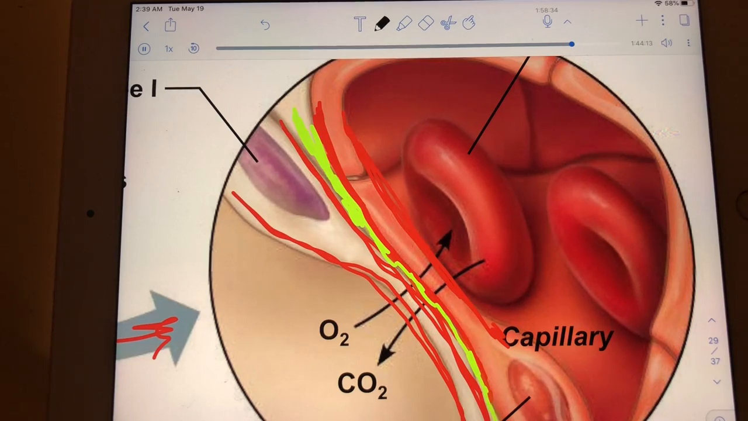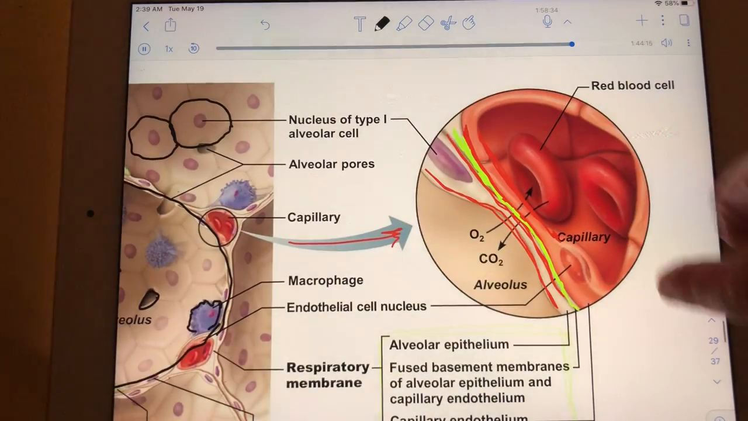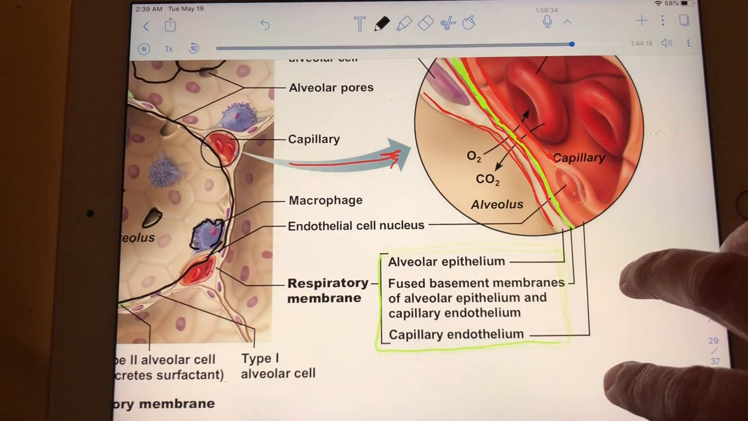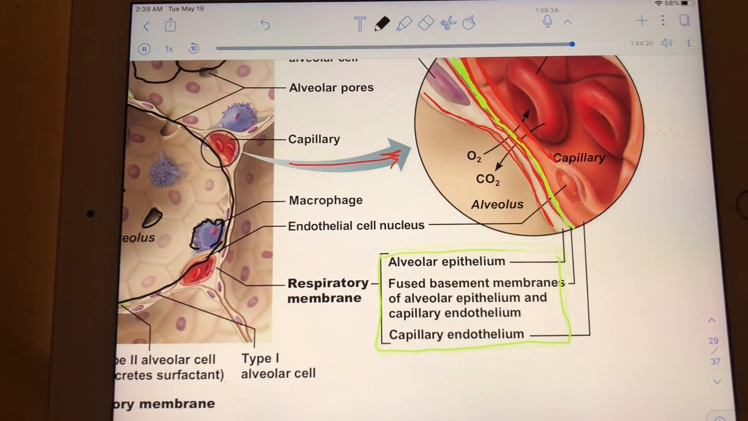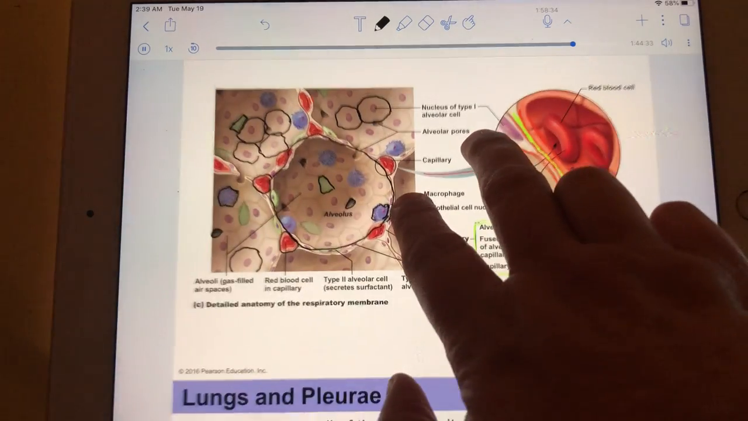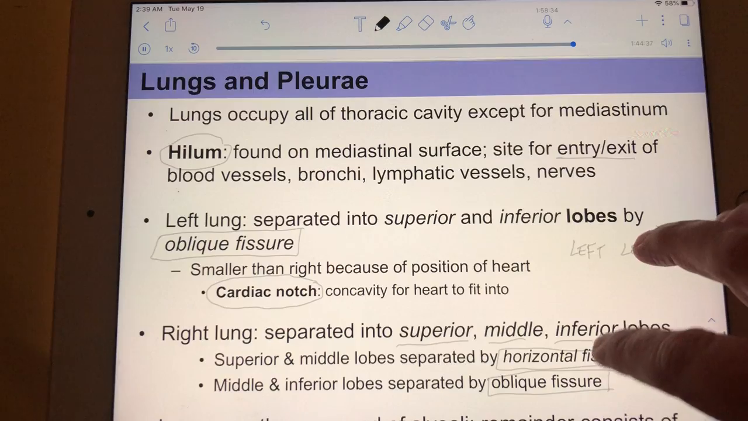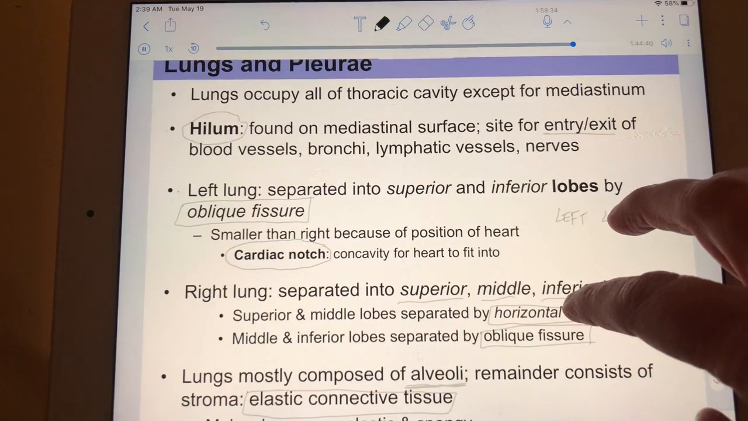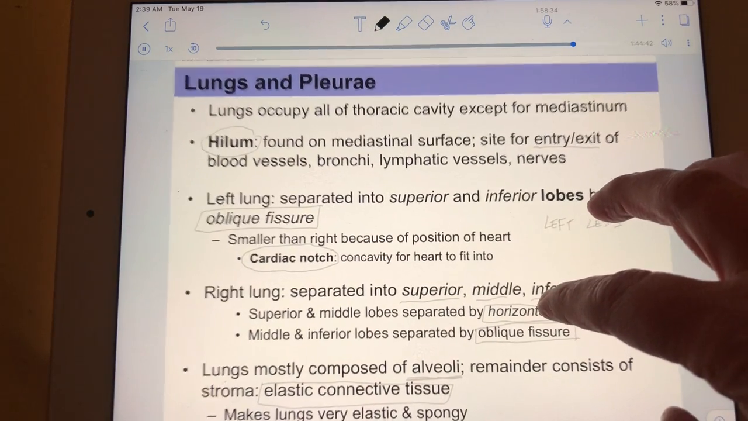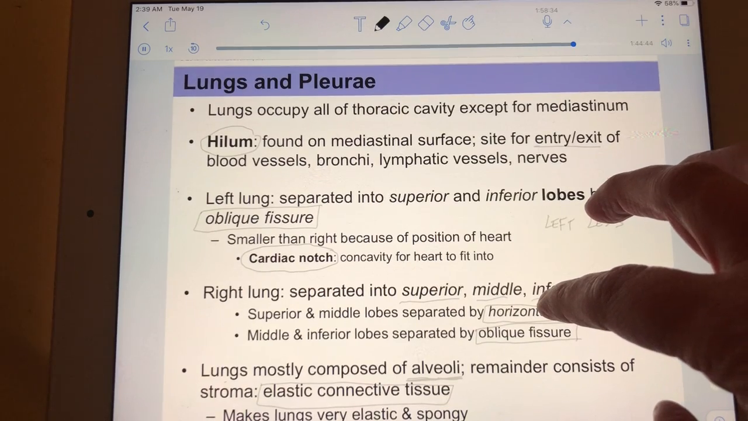Super thin! Okay, and here in this box, what I'm making? All of the components of the respiratory membrane. All in one place, that's nice. Okay, so obviously an important figure to study. Let's look at slide 30, where we finally get to start talking just about the lungs, so the macro anatomy, okay?